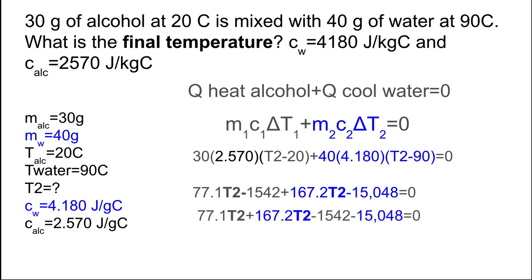We are going to be solving for T2, where we put the two terms that have T2 together and the other ones together as well. Solving for T2, we obtain that the final temperature for both materials once they have been mixed is going to be a value of 68 degrees Celsius, which makes sense since we had alcohol at 20 and water at 90.